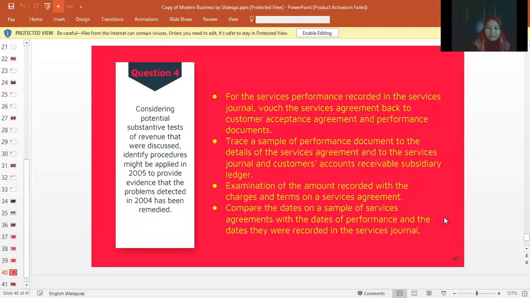And the second is trace a sample of performance documents to the details of the services agreement and to the services journal and customers' accounts receivable subsidiary ledger. And next is examination of the amount recorded with the charges and terms on the service agreement. And the last one is compare the dates on a sample of services agreements with the dates of performance and the dates that they were recorded in the services journal.